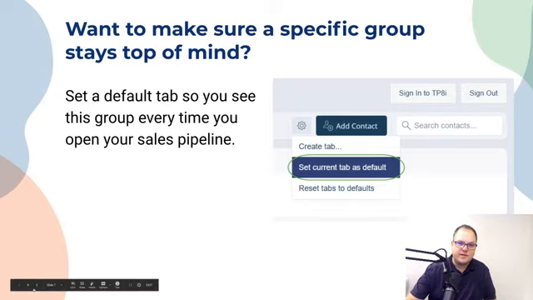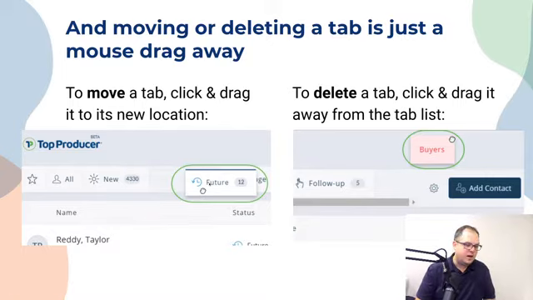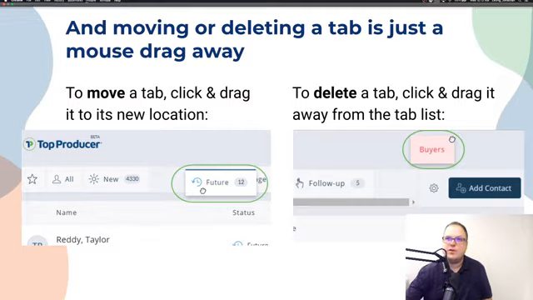To get rid of a tab, I want to share this because it's not as simple as you might think: you just click on a current tab and drag it up top, and then you'll get an option to delete it. Super easy. And again, it's up to you how you want to do it.